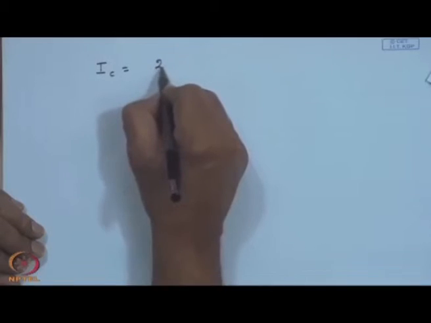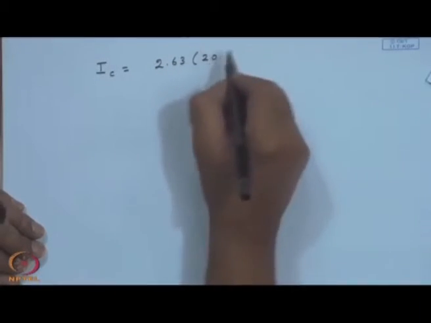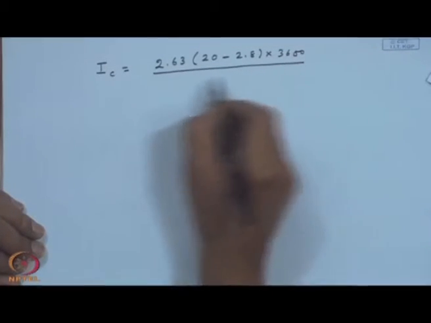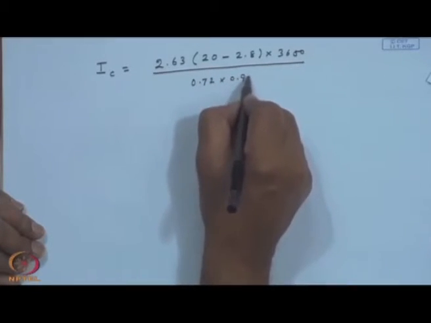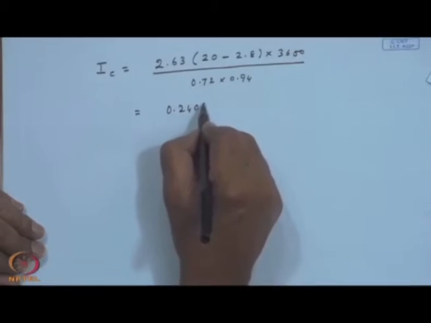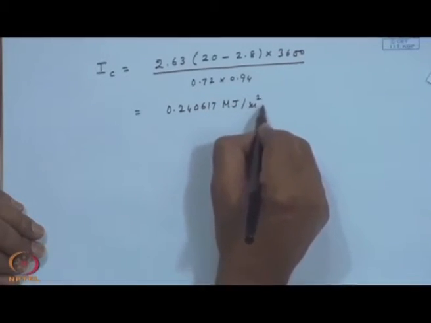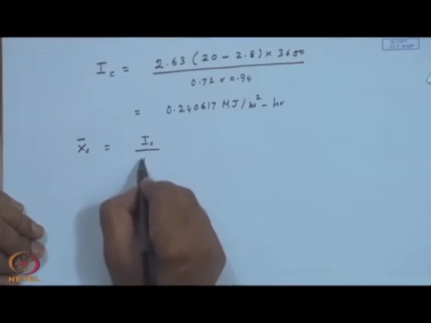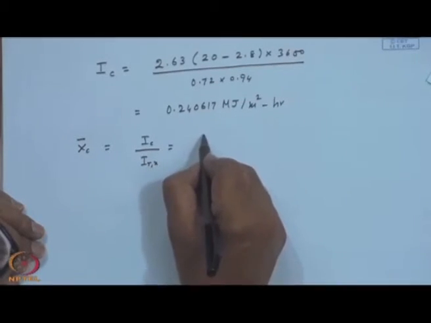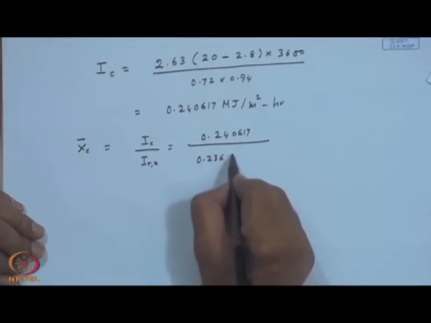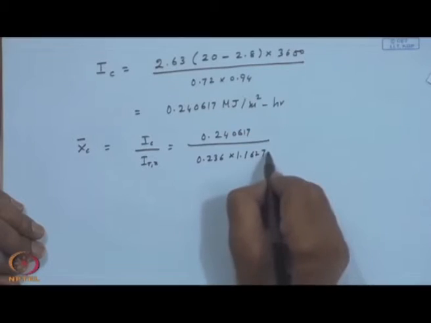So, we calculated one of the things required. Then we will go ahead with IC, the critical radiation level: 2.63 FRUL into T minimum is now 20 minus T ambient is 2.8 times 3600, the time factor not to be forgotten, by 0.72 into 0.94. So, this will be equal to 0.240617 megajoules per meter squared hour. The non-dimensional critical level will be IC by ITN, which will be 0.240617 by RTN Rn into H bar.